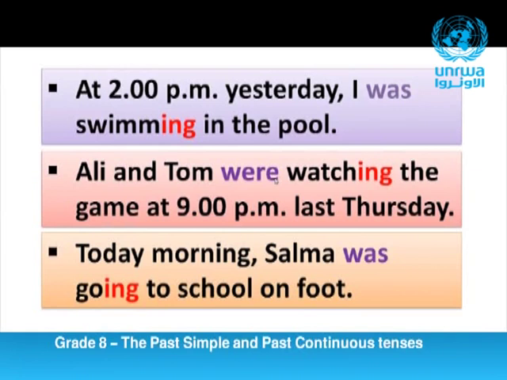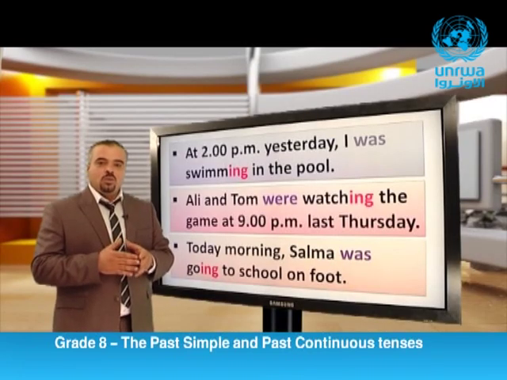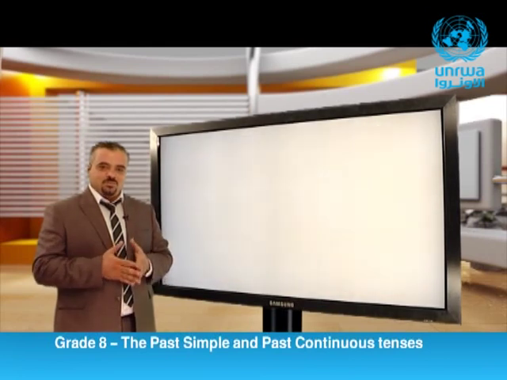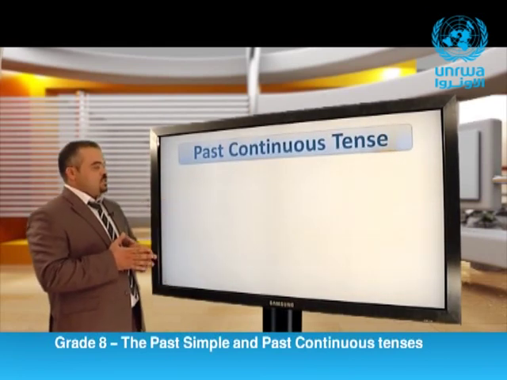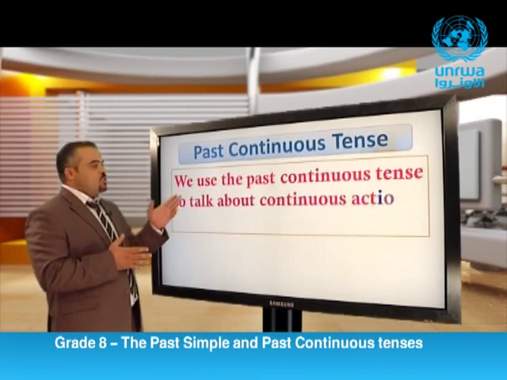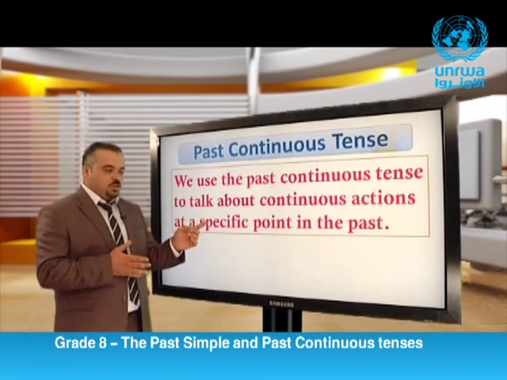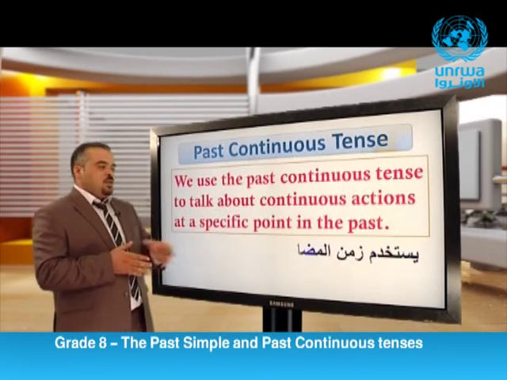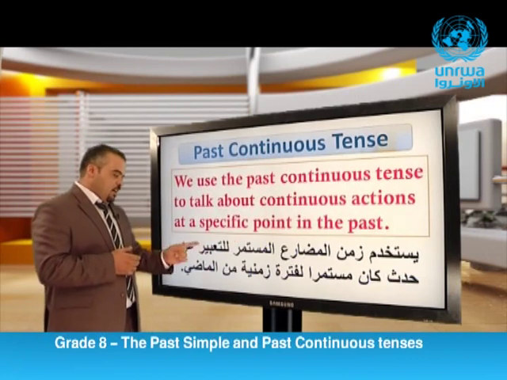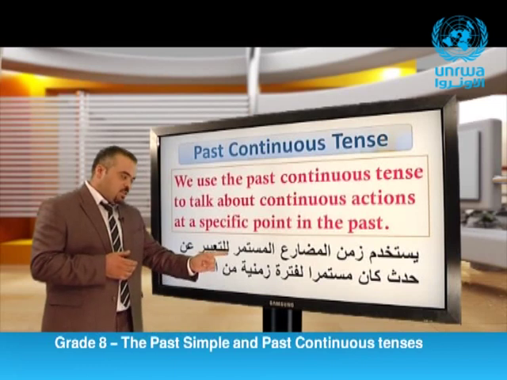Look here. All the verbs are in the past continuous. Was swimming. Were watching. Was going. And now let's see the use of the past continuous tense. We use the past continuous tense to talk about continuous actions at a specific point in the past.